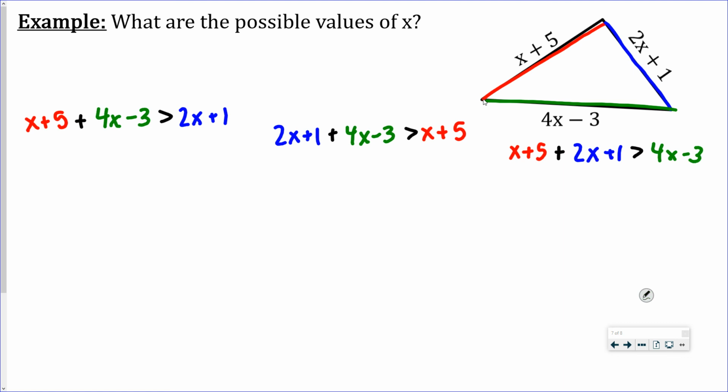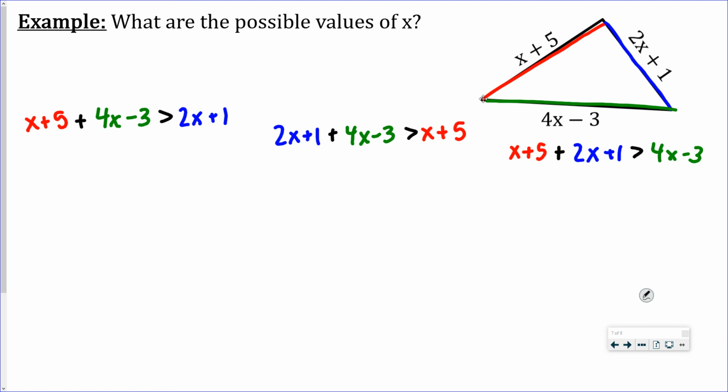So that takes care of all three of my criteria. Now we get to solve these. If you are one of those people that knows you're going to forget to flip the symbol when you multiply or divide by a negative, my advice to you is anytime you're solving these, move the variables to the side where there are more variables.